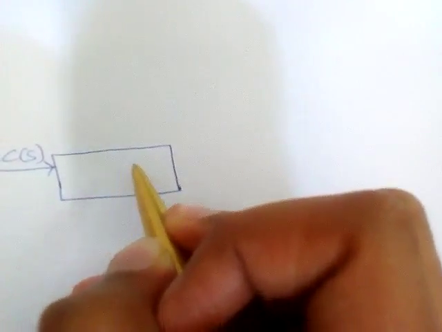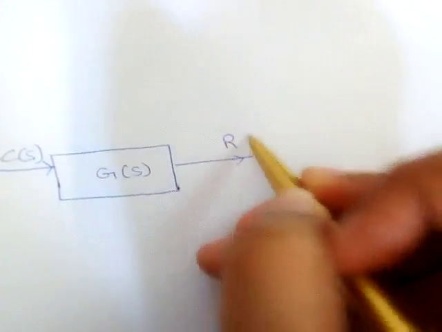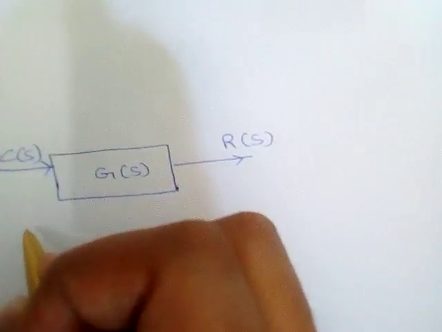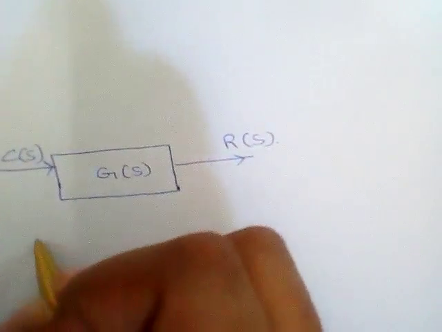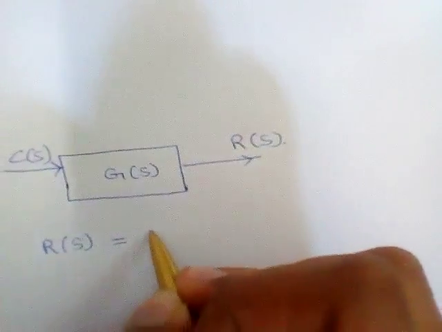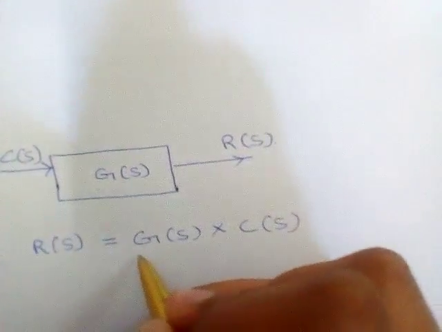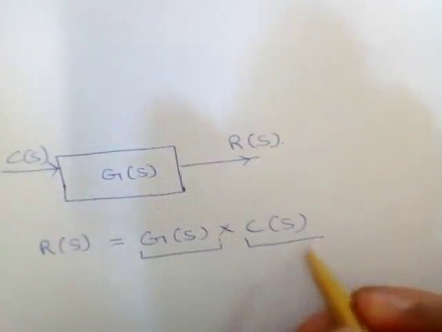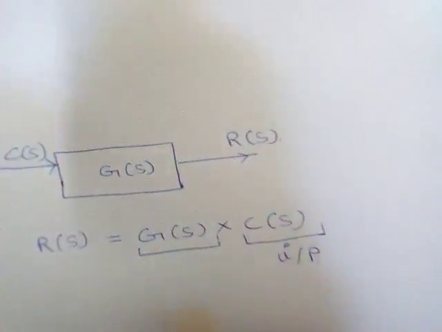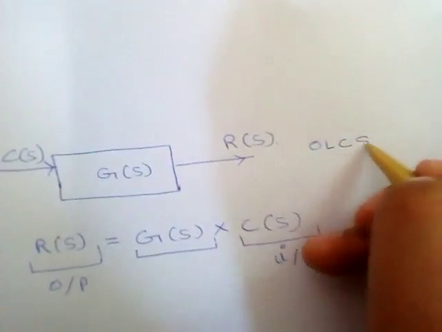This is the input to the system, that is C of S, and this is G of S, and this is output R of S. Now if there is no feedback, that is an open loop system, then R of S is equal to G of S multiplied with C of S, where G of S is the transfer function of this block and C of S is the input, and this will be the output. This is the case of an open loop control system.